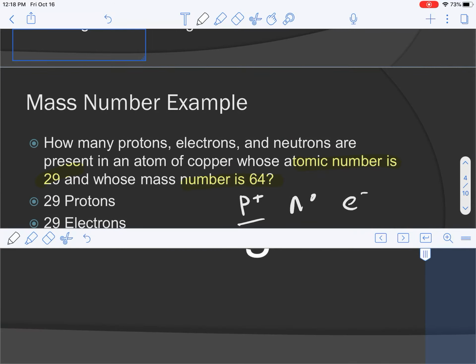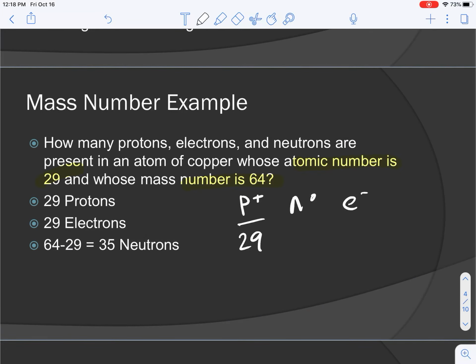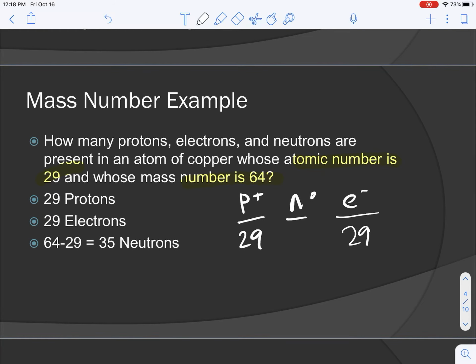It doesn't say anything about the charge, so for right now, you can definitely just assume that, unless you're told otherwise, the number of protons and the number of electrons is equal, so we're going to also call that 29. The trick is to find the number of neutrons, and to find the number of neutrons, you just take the mass number, which is given to you, 64, minus the atomic number, 29, and you would get 35 neutrons. So in this particular atom of copper, it has 29 protons, 35 neutrons, and 29 electrons.